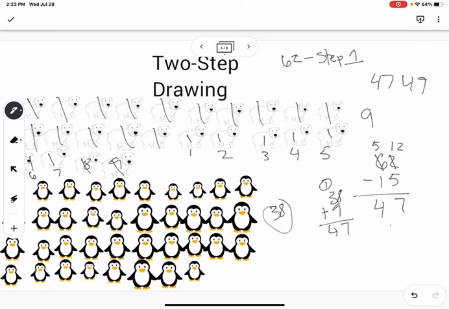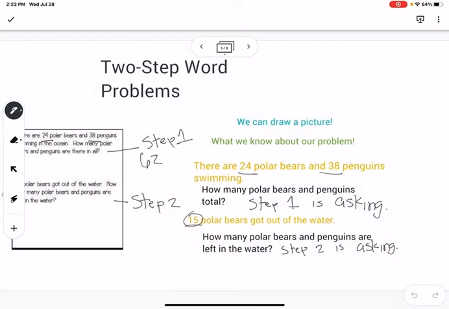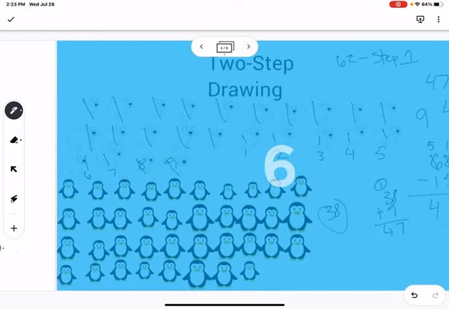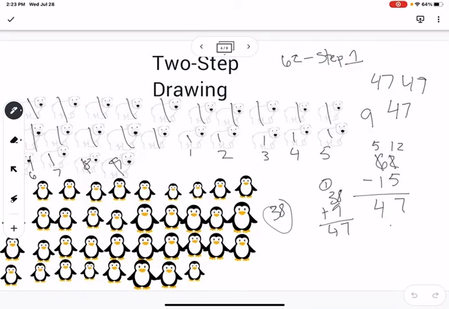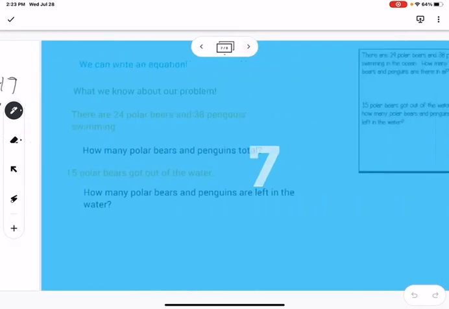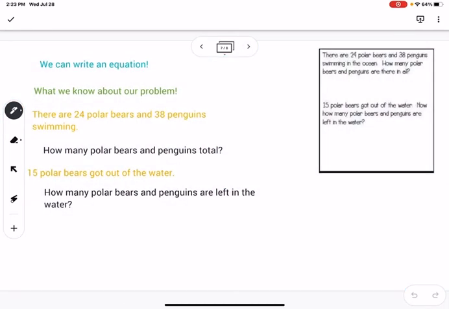So our answer to step 2 is 47. And we found that out many ways, by looking at our drawing, using our drawing to find our answer.